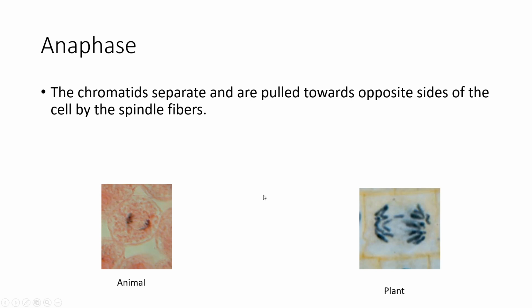What's pulling them is the spindle fibers, and you can't really see those in either of the pictures that I'm showing you. I've got some other pictures that I might show you here in just a moment, but you can see pretty clearly that the chromosomes are being pulled towards opposite sides of the cells in both of these cases. And so that's what a cell looks like in anaphase.